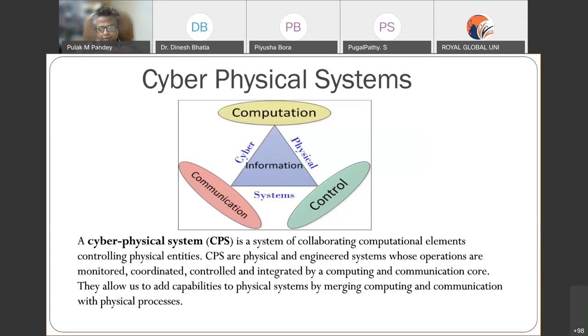A cyber physical system is a system of collaborating computational elements controlling physical entities. CPS are physical and engineered systems whose operations are monitored, coordinated, controlled, and integrated by a computing and communicating core. They allow us to add capabilities to physical systems by merging computing and communication with physical processes. This is what constitutes the cyber physical system. Now, I would like to inform you that there has been a lot of emphasis on developing cyber physical systems for various technologies, including manufacturing technology.